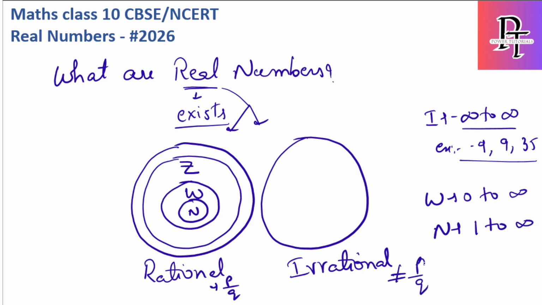Irrational we will cover later, once exercise 1.1 is done. Then I will discuss more on irrational. Now we'll study only about rationals. Inside rational, as I told you, we have integers. Inside integers we have whole numbers. Inside whole numbers we have natural numbers.